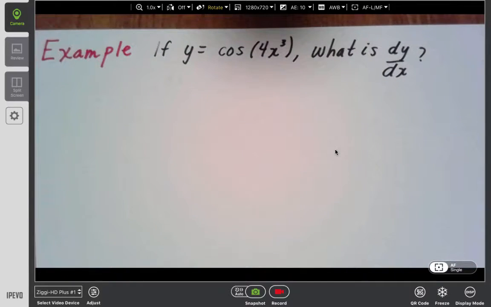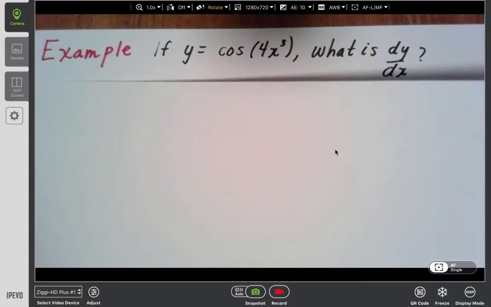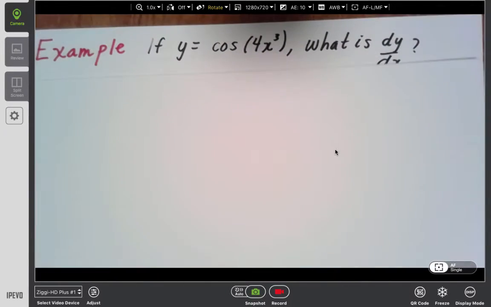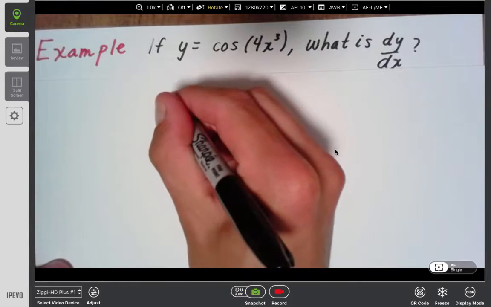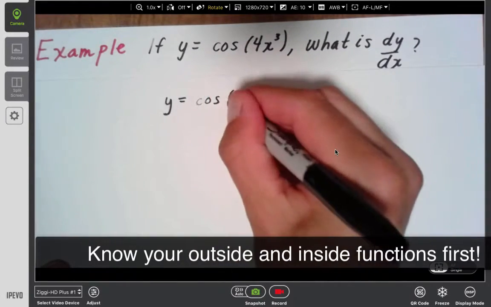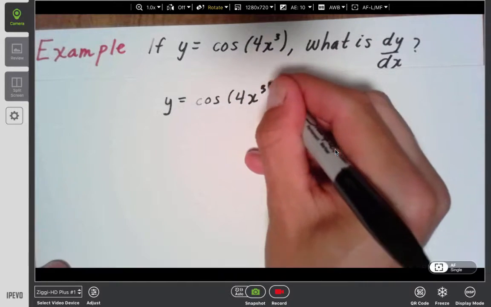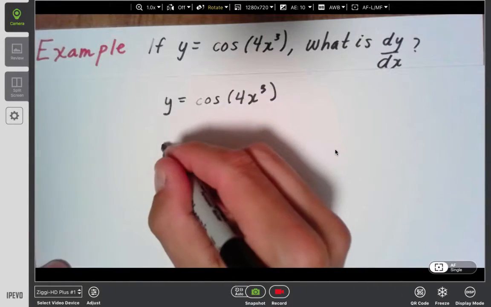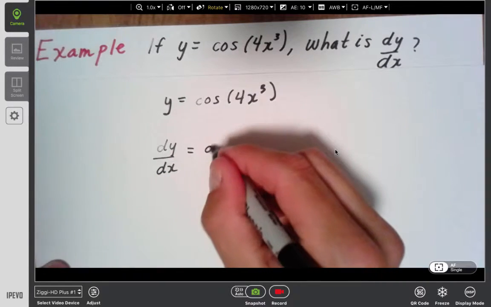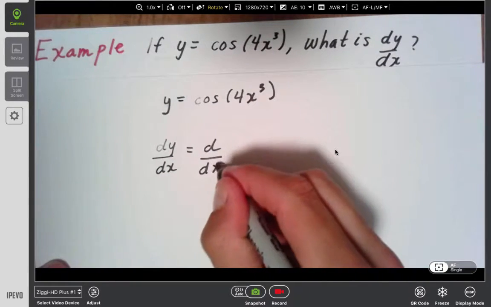Okay, so let's get started on some examples right away. Our first example is cosine of 4x cubed. What you have to do is identify the inside and the outside. The inside function, 4x cubed, is inside cosine. So if I just said y equals cosine of 4x cubed, and I wanted to find dy/dx, I take the derivative of both sides. So here's how we write it formally.